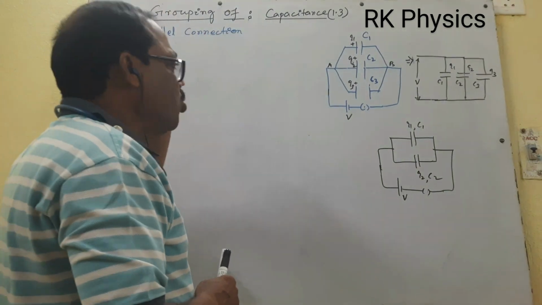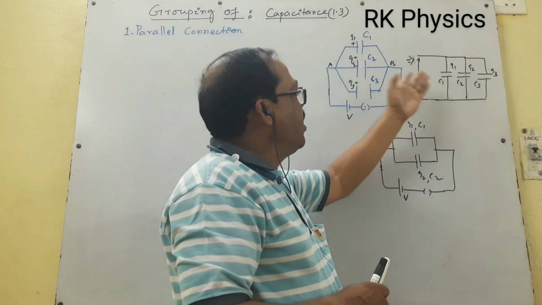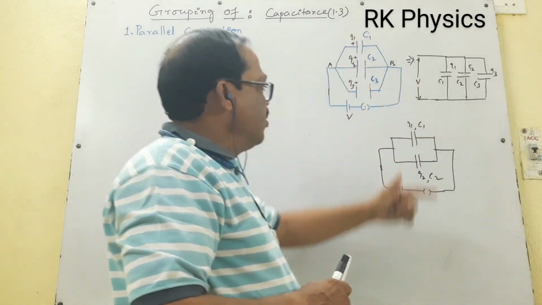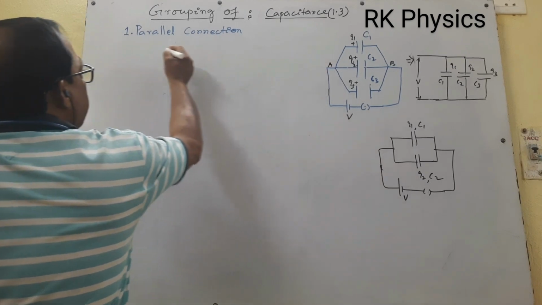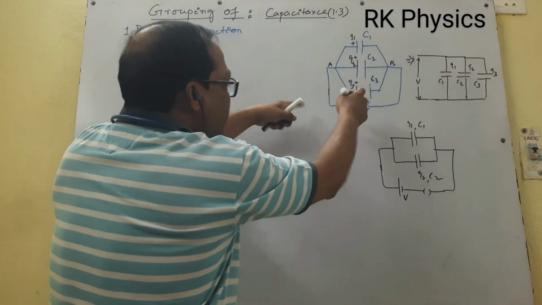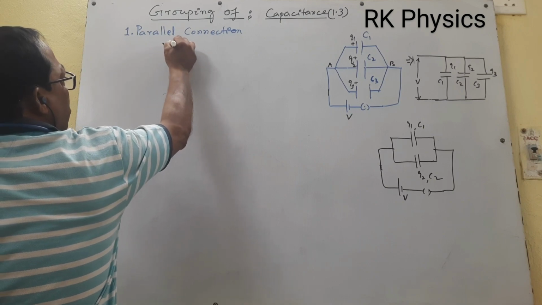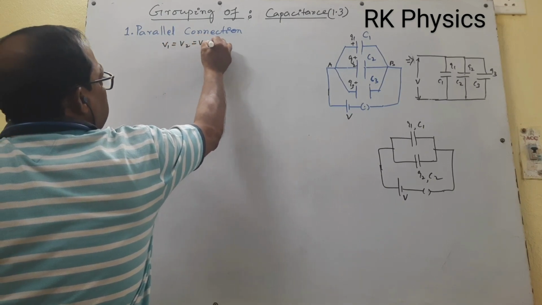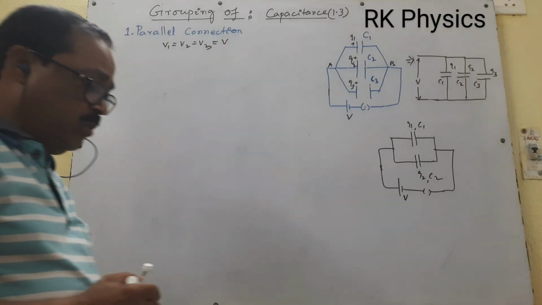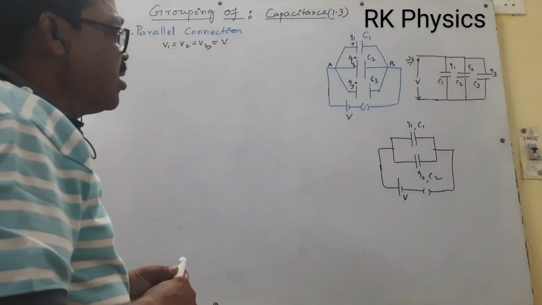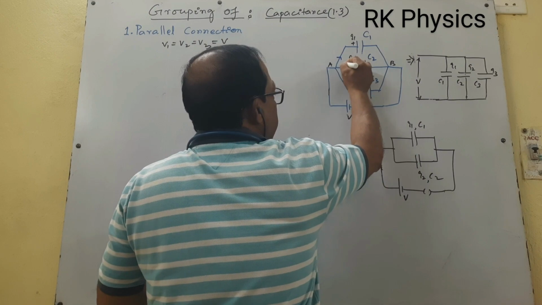So this is the parallel grouping, and this is also another mode of the parallel grouping. One can draw this or that. Now in the parallel grouping, one property is common. Each capacitor is directly connected to the cell, and hence the potential across each capacitor remains the same, and that is equal to the potential of the cell.